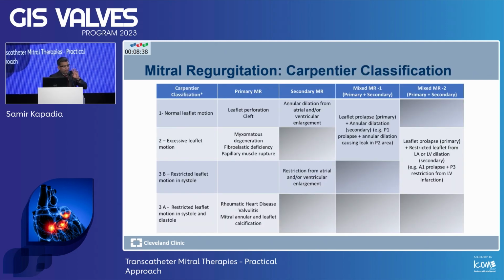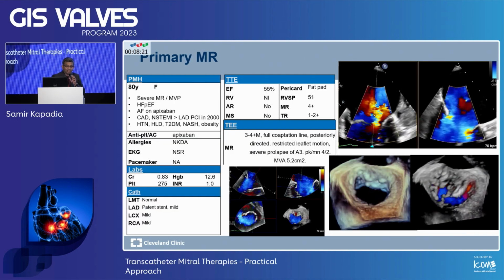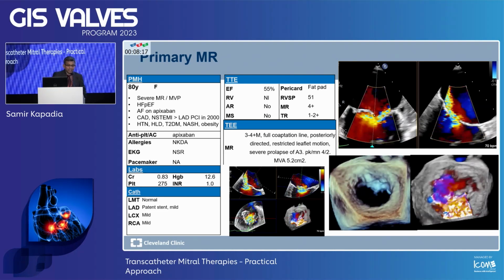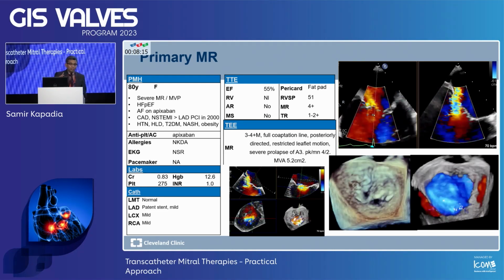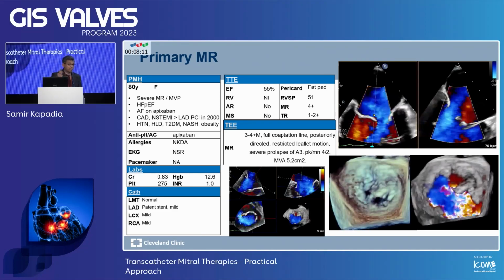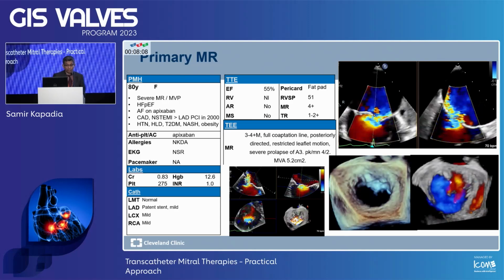So first, this is a table, and I'm not going to go into the details for the interest of time, but I made this table to show how you would put the Carpentier classification in perspective along with the primary and secondary MR. So this is something to keep in mind. I'll just start with the cases so that we have a practical approach. This is a slide that we make for all the mitral and aortic valve cases, and we project it on one of the monitors in the cath lab so that at least people know what's happening.